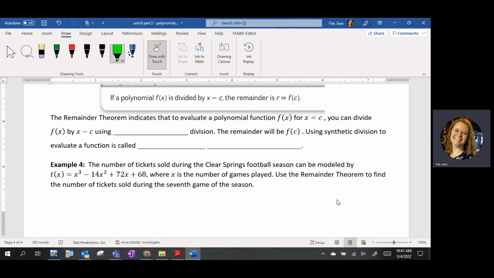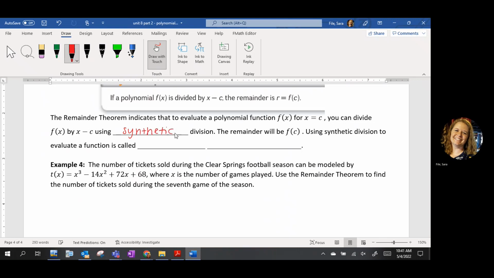Okay, so we're going to look at that here in a sec in a problem. I'll try and explain it with an example. It makes more sense when we actually see it in work. But the remainder theorem indicates that you can divide f of x by x minus c using synthetic division, and the remainder will be your f of c. They're saying r is f of c. So whatever your remainder is, that's your f of c. Doing that process using synthetic division to evaluate a function is called synthetic substitution.